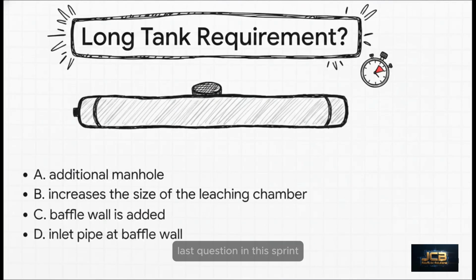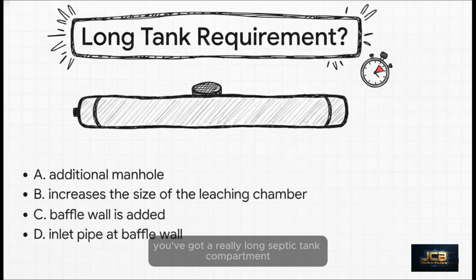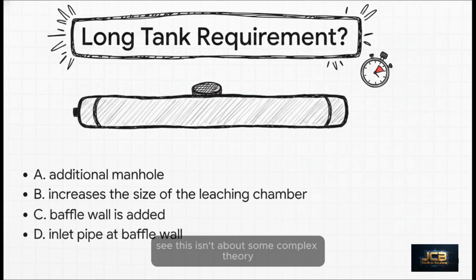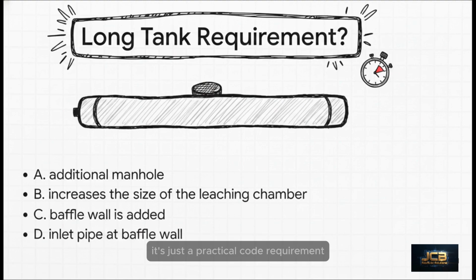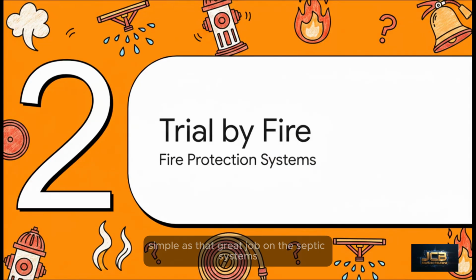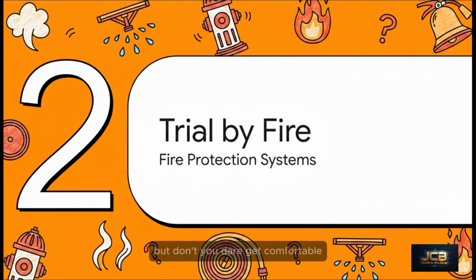Last question in the sprint. You've got a really long septic tank compartment. What extra thing does it need? 5 seconds, let's go. The answer is A, an additional manhole. See, this isn't about some complex theory. It's just a practical code requirement. For a tank that long, you simply have to have proper access for maintenance. Simple as that. Great job on the septic systems, but don't you dare get comfortable.